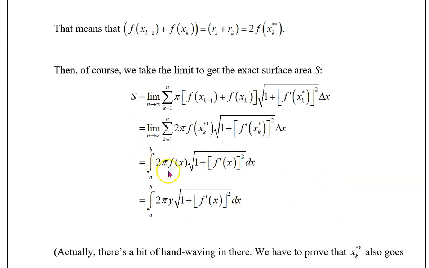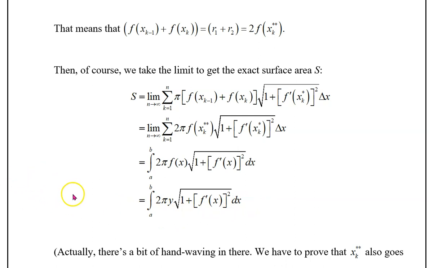This gives us the definition of the definite integral from a to b of 2 pi f of x times the arc length formula, the radical of 1 plus f prime of x quantity squared dx. This tells us, since the f of x value is equal to y, that we have the formula 2 pi y times arc length. In other words, 2 pi y arc length is the formula for the exact surface area.